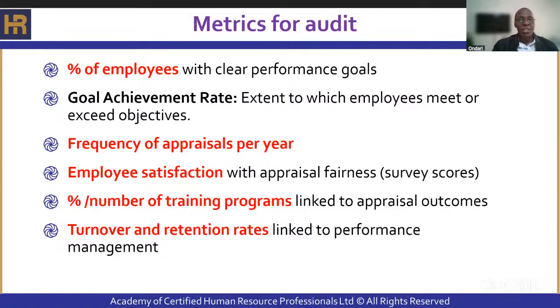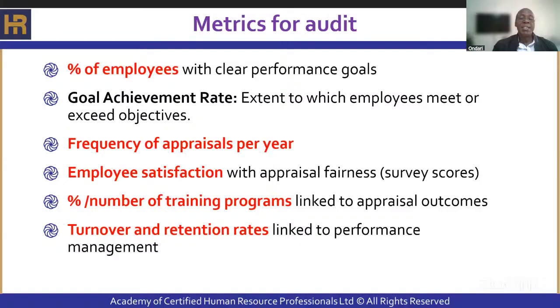The other metric is frequency of appraisal. And again, I said this should be based on policy. If it is quarterly, let it be quarterly. Biannually, let it be so. There should be no change unless there is a need to change that policy. Another metric or measurement is level of satisfaction, particularly with the fairness of the appraisal methods and ratings. The ratings should be fair.